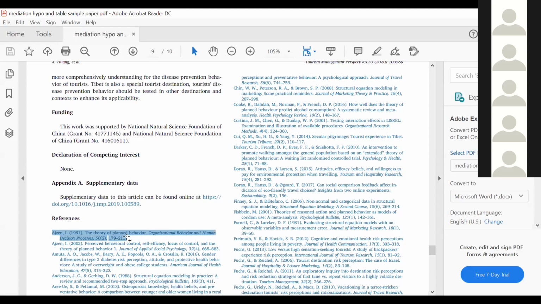Okay. Thank you. So, Ajzen is the surname. I is the first initial, Icek is his first name. 1991 is the year in which the paper came. The Theory of Planned Behavior is the title of the paper. Organizational Behavior and Human Decision Processes is the name of the journal in which it was published. 50 is the volume of the journal. 2 is the issue of the journal. 179 to 211 is the page range.